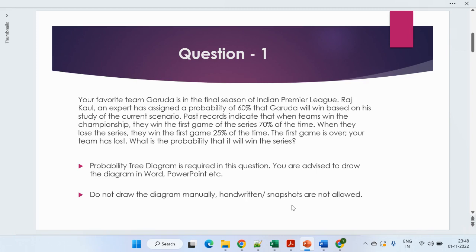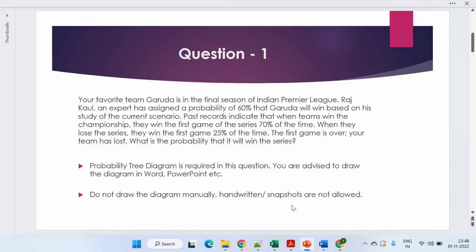Just giving a brief: don't ever try to draw anything on any tool except the Microsoft tool. Some just try to draw it on MS Paint, or they draw it on paper and try to scan it and upload. That's not acceptable, not for this subject but for all subjects. If you are drawing anything, draw it on Word, PPT or Excel. Do not just scan these things. These are not accepted, right?